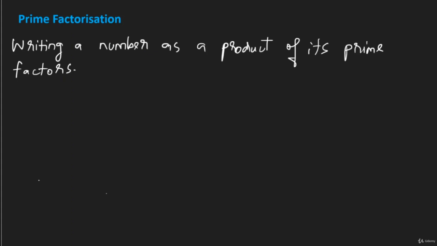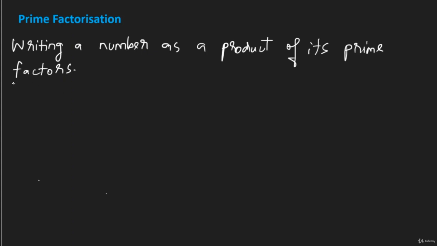Now that we know what we mean with prime numbers, let's try to understand what prime factorization is. This is an important topic and it's used in many different types of concepts and chapters in maths. Alright, now prime factorization means writing a number as a product of its prime factors.